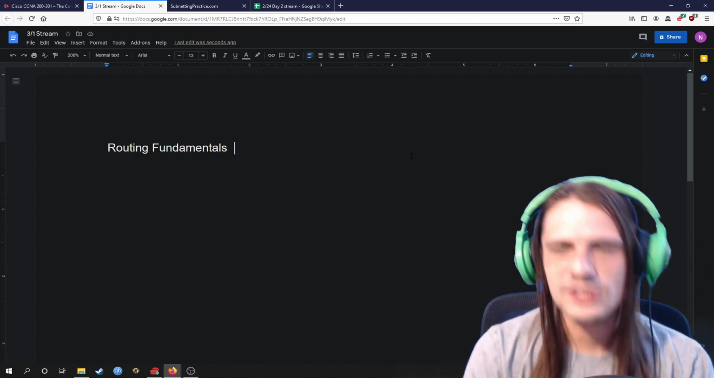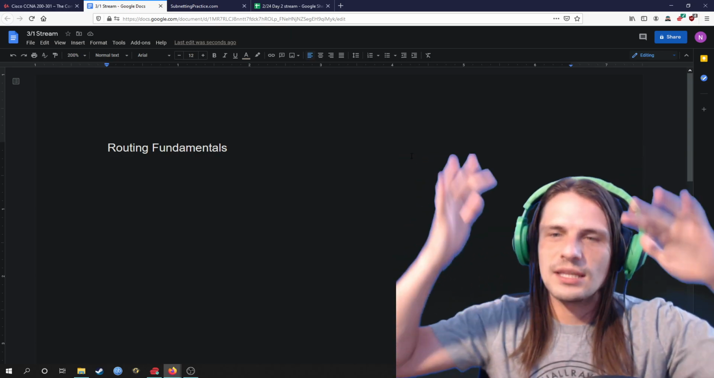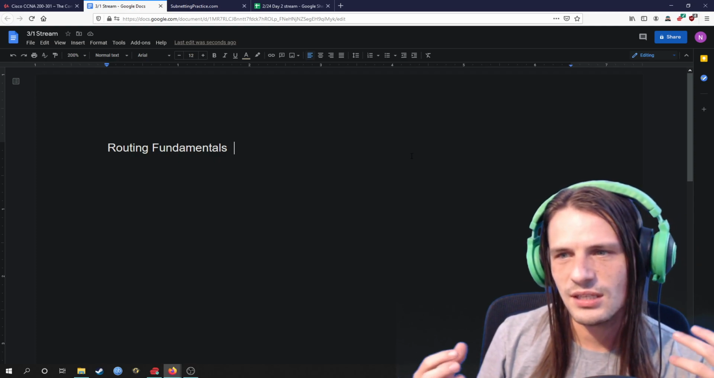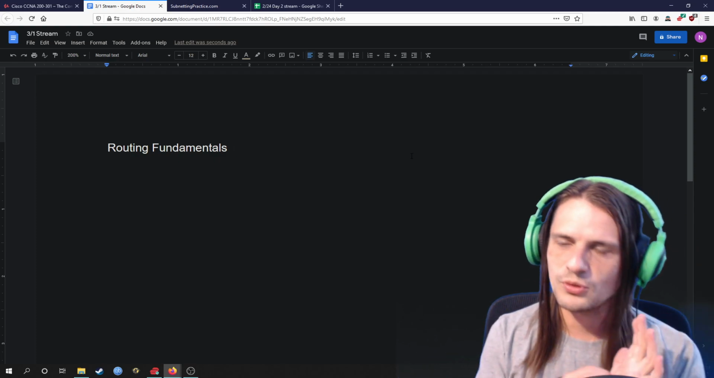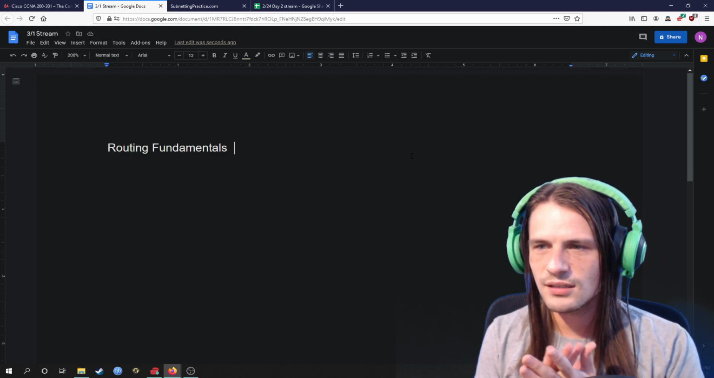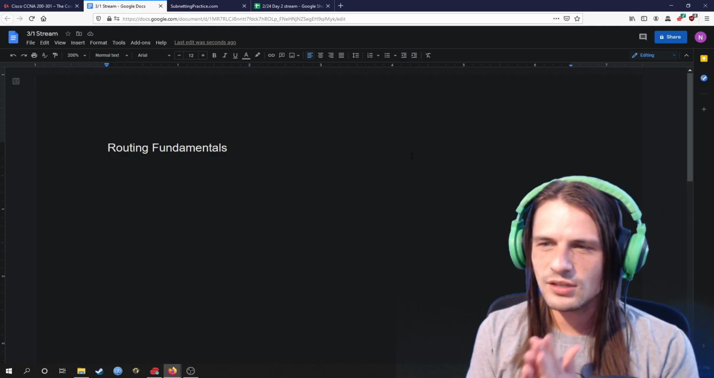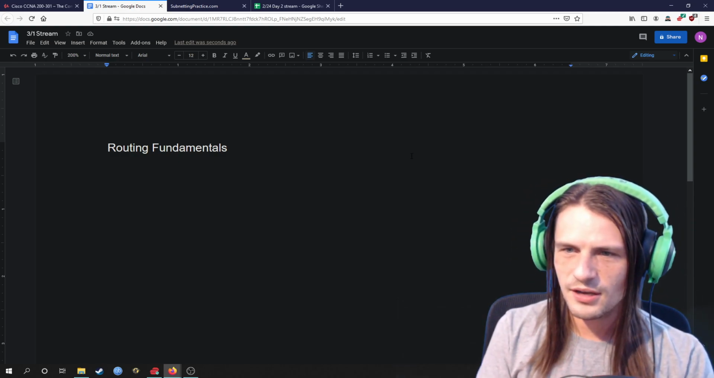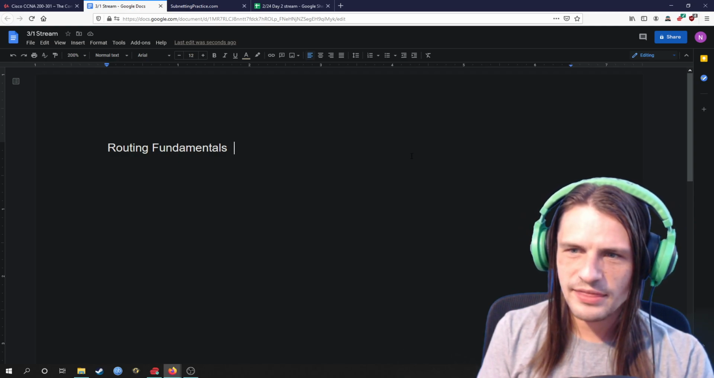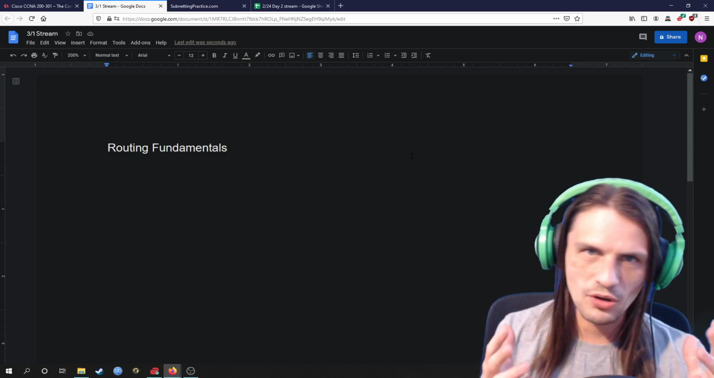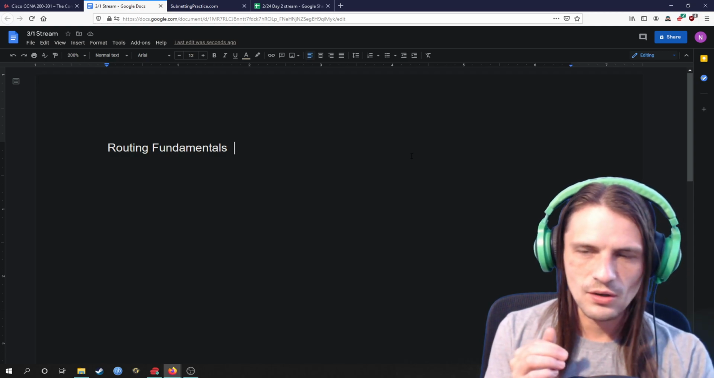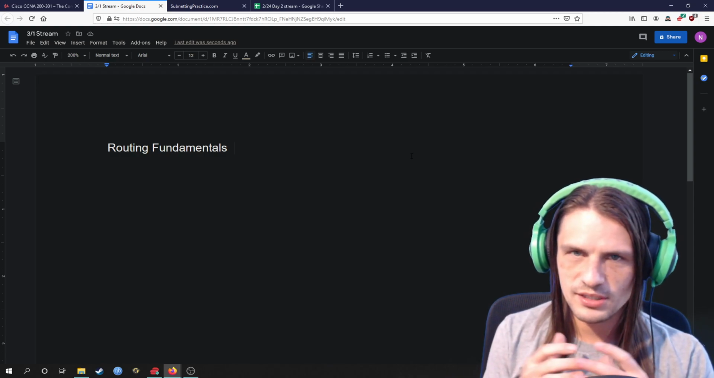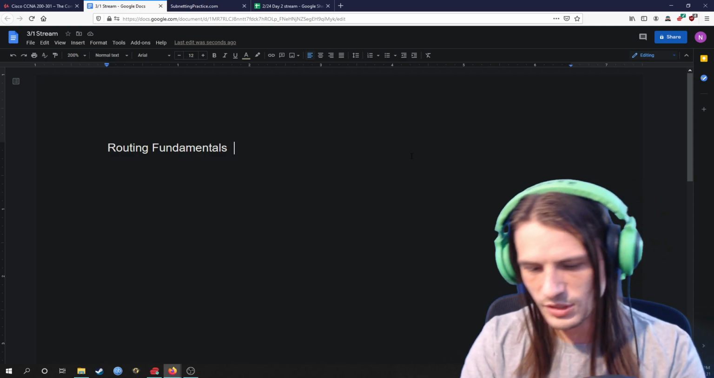So routing, we talk about routing a lot. At the most basic definition, what is routing? Routing is determining the best path available and delivering traffic along it. So you're not only finding the best path, but you're also delivering traffic along said path. And the best path is very dependent on what protocol you're using. So let's just jump into that. There are a couple of different routing protocol types.